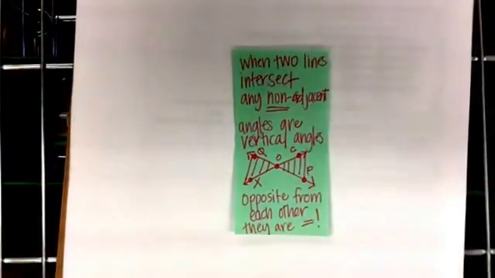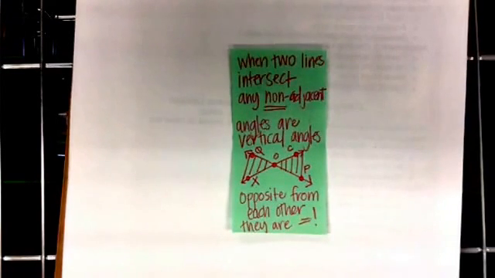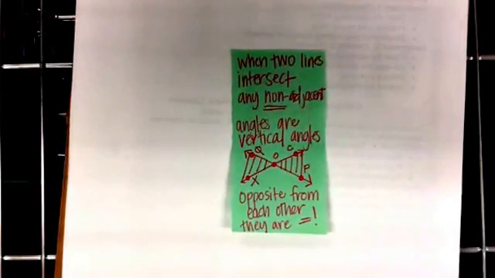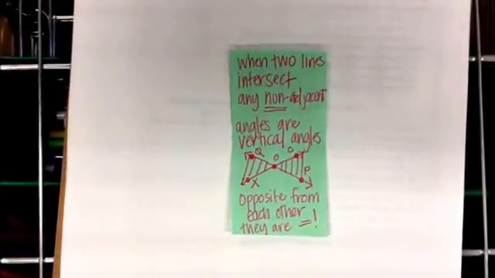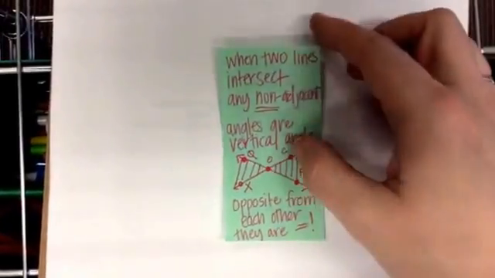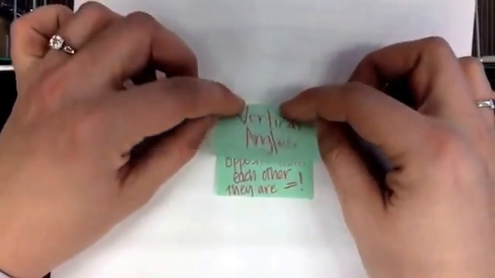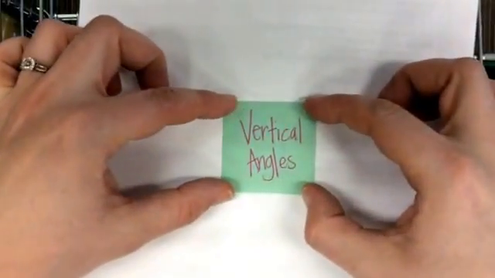So if angle COP measured 65 degrees, what does QOX measure? 65 degrees, because vertical angles, they're opposite each other and they're equal. Wouldn't that be symmetric then? They're symmetric, you're right. They're symmetrical. Vertical angles.